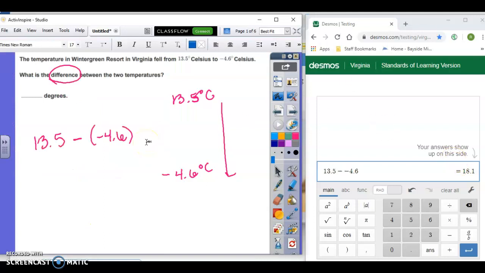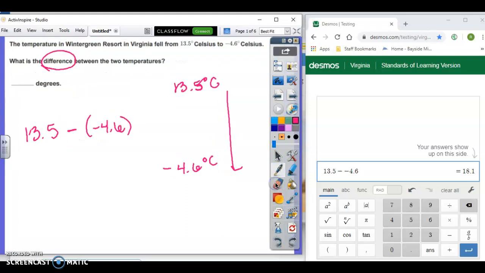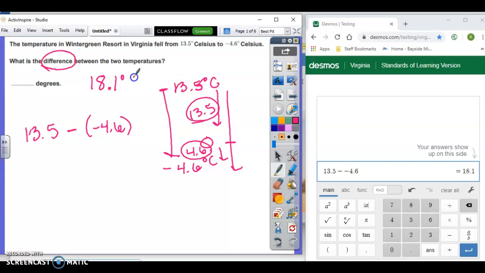So another way to think about this is think about a number line. So you know that 0 is going to be right here. So from here to here is 13.5. And if you count from 0 to 4.6, that's 4.6 more. So you can think about total distance from this number down to this number is 13.5 and 4.6. So that gives you a total of 18.1 degrees Celsius.